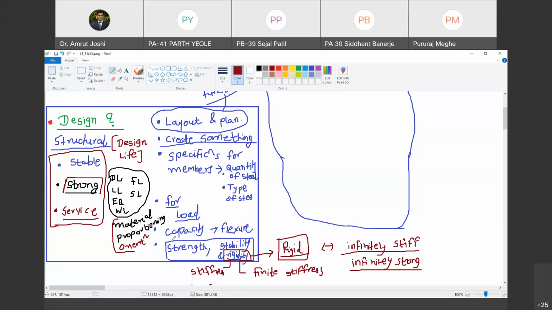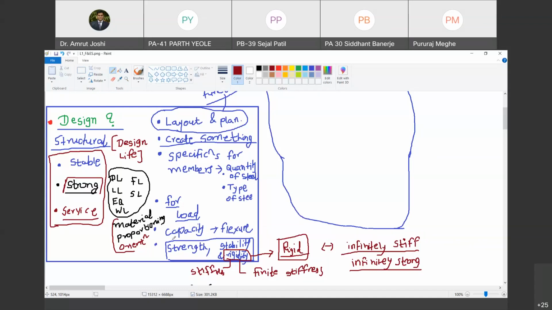So enough for design now. Two points I wanted to stress. The definition of design is that structural design is ever evolving. However, it deals with three primary tasks. One is to make the structure stable, another is to make it strong, and another is to make it serviceable. And the last point that is important, by respecting economy.